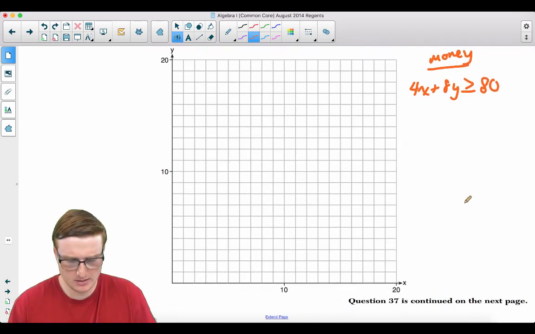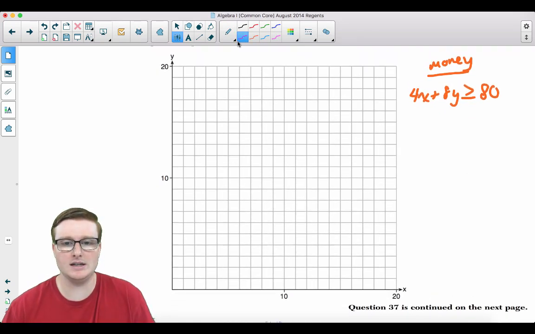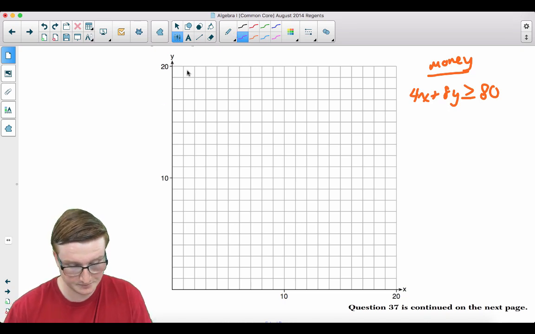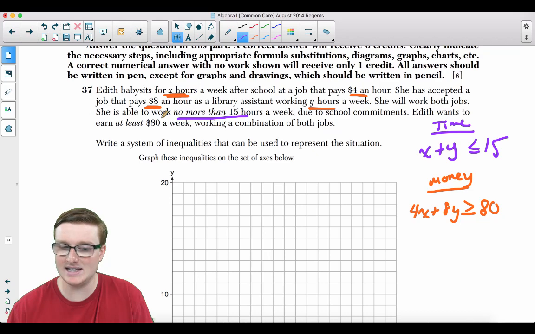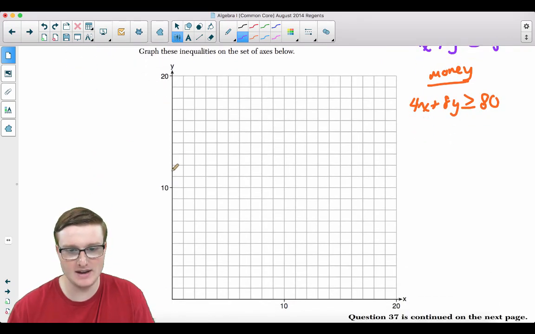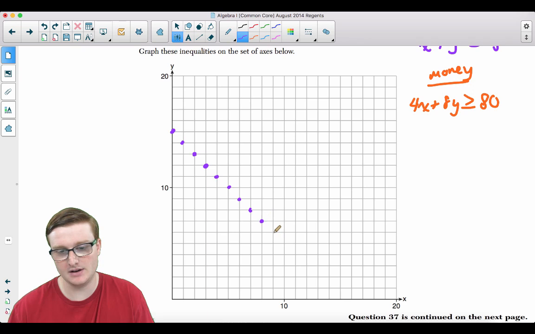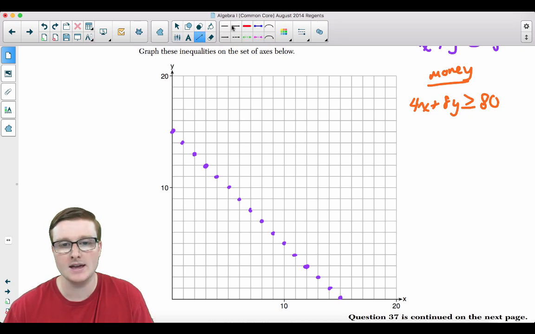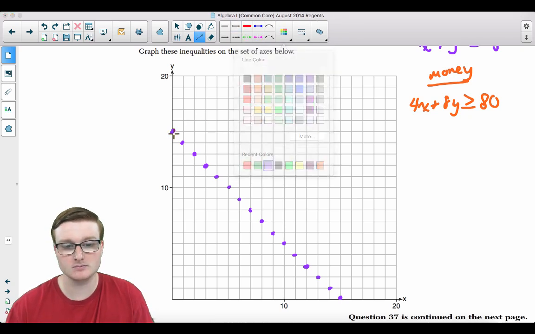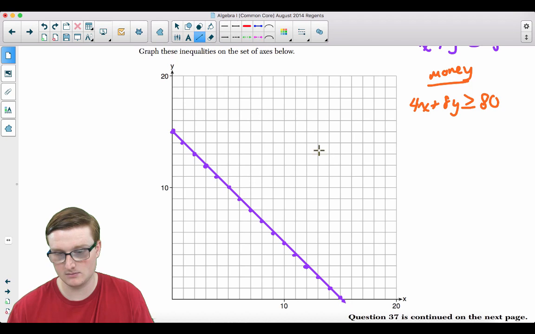So now what I'm going to do is graph these inequality systems. So x plus y is equal to 15. That has a y-intercept of 15 with a slope of negative 1. So it starts up here, and then you go down 1, to the right 1, and keep on going until you get to the very end. By the way, both of these lines are solid lines. They're solid lines, okay? And there's your first one.